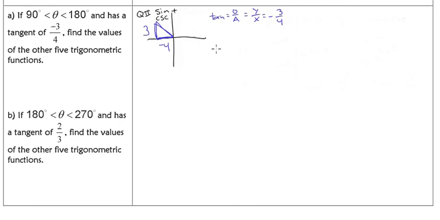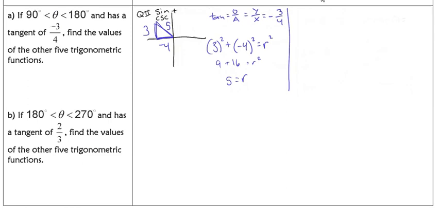Okay. Now from there, let's find our third side. So we've got our Pythagorean theorem. So 3 squared plus -4 squared equals the radius squared. And so 9 plus 16 equals radius squared, which hopefully you're pretty familiar with this 3, 4, 5 right triangle. And so 5 is our radius of 5.